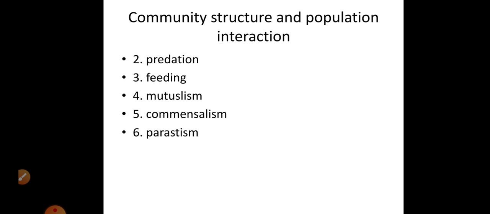We have predation, feeding, mutualism, commensalism, and parasitism. These are community interactions between organisms or species, the same species or different species, that are found in the same area.